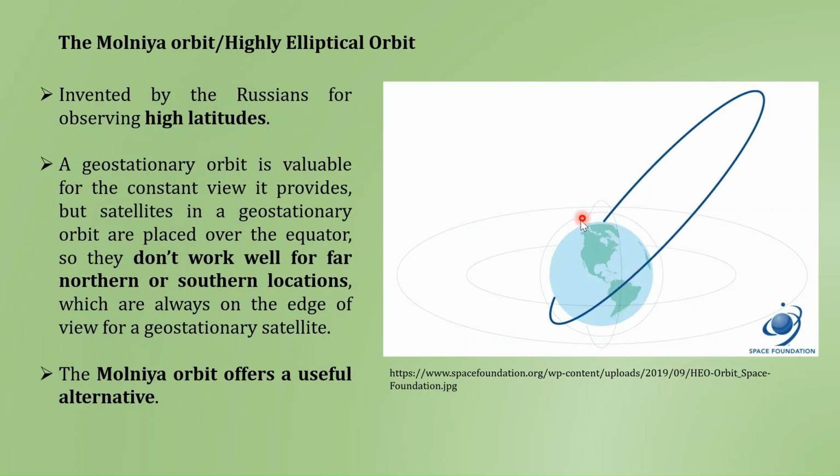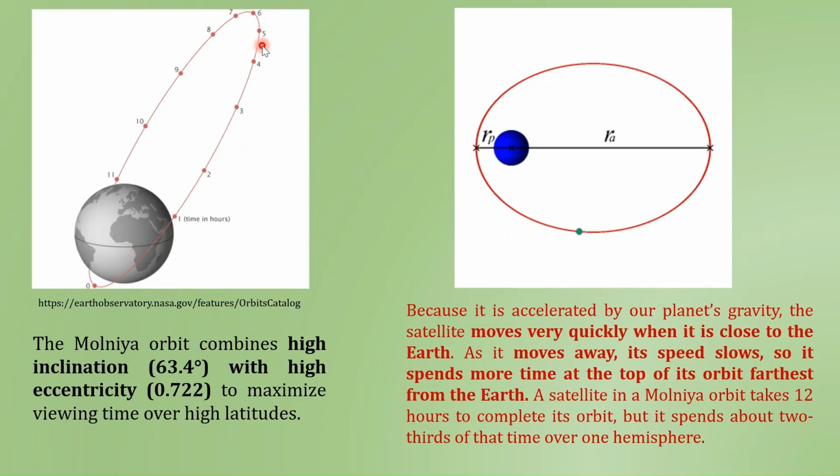So, the Molniya orbit offers a useful alternative to the geostationary satellites for the higher latitudes. The Molniya orbit combines high inclination with high eccentricity. So here we can see it is 63.4, which means it will be covering the higher latitudes, and the path is highly elliptical. And because of this shape, the speed of the satellite varies.